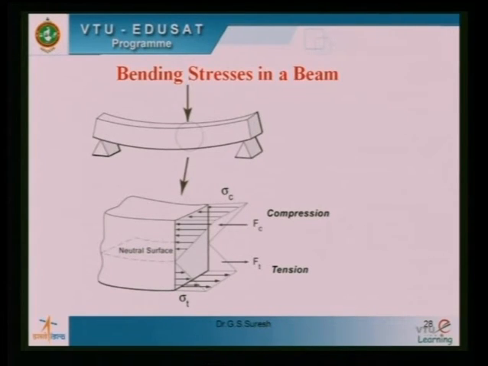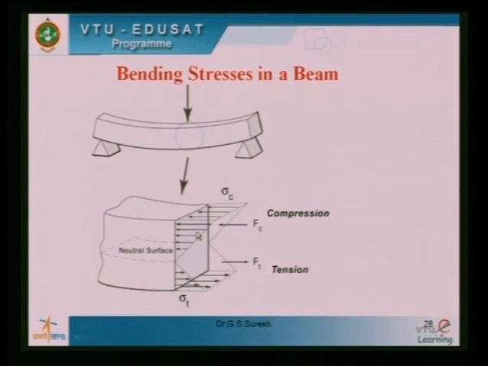This illustration shows how a beam behaves. It is a simply supported beam subjected to a point load at mid-span. Because of application of the center load or concentrated load, the beam has bent into this, called sagging. These two are the supports, and I have considered the center portion in this sketch. This indicates how the stresses are formed.